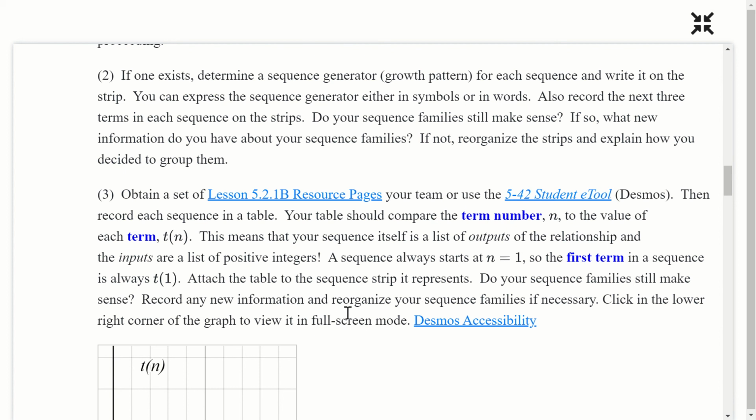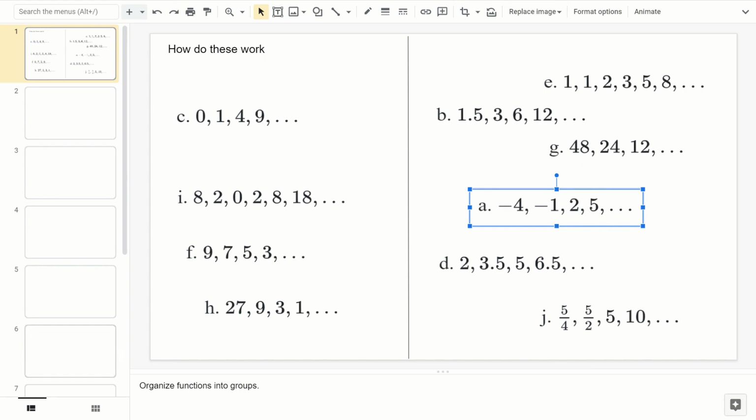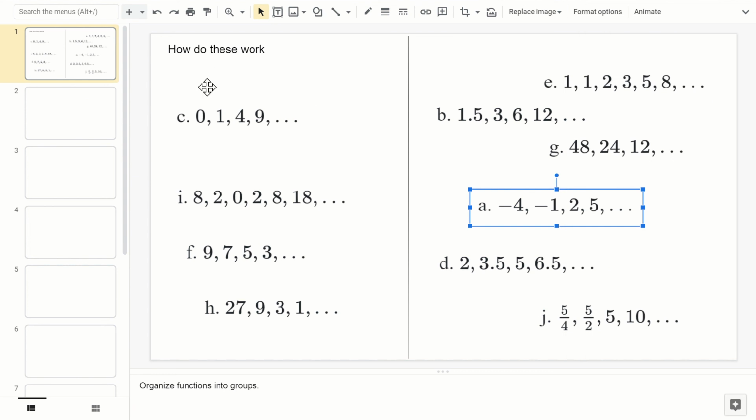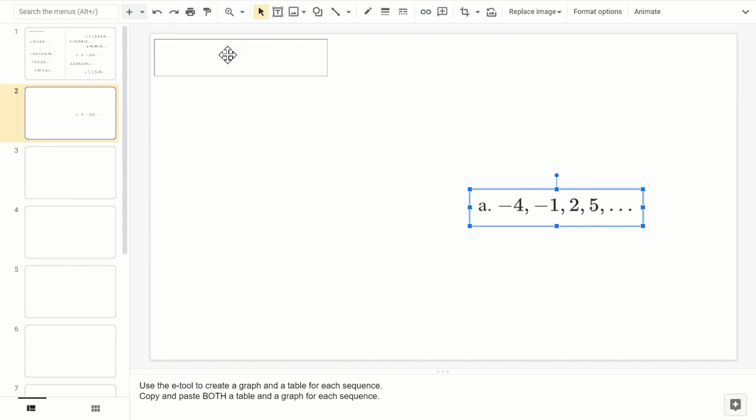We're not doing strips, so let me show you how we're going to do this. Let's jump back into slides. I'm going to grab just one of the sequences, the first sequence. I am not making any claim that these groupings make any sense. I'm just talking about how you would investigate one of these. I'm going to paste it in here. There we go.